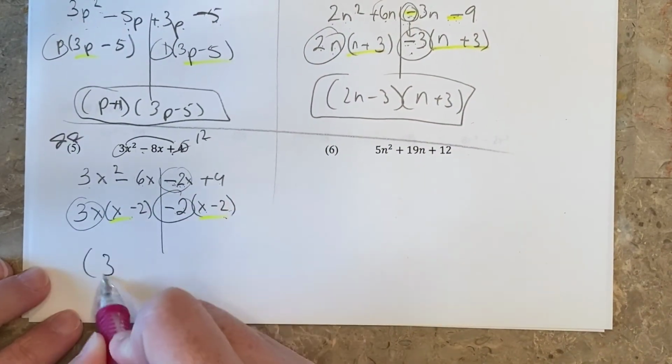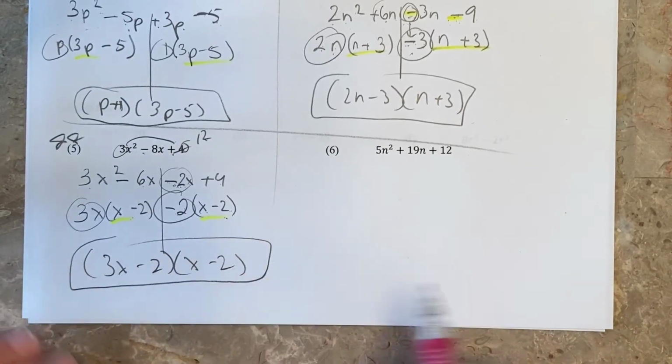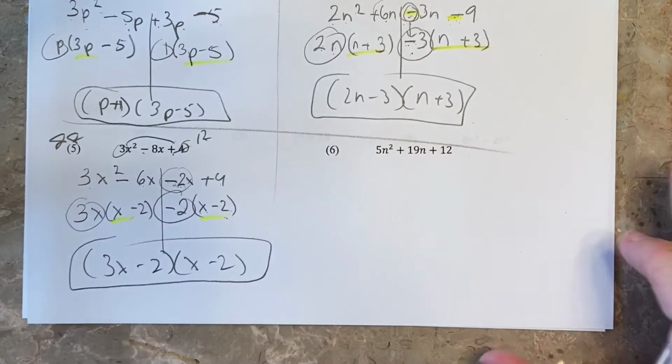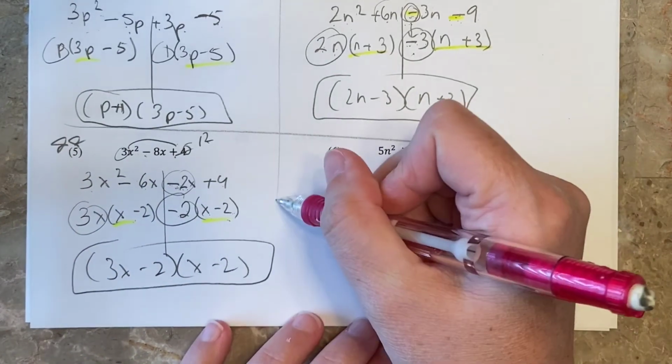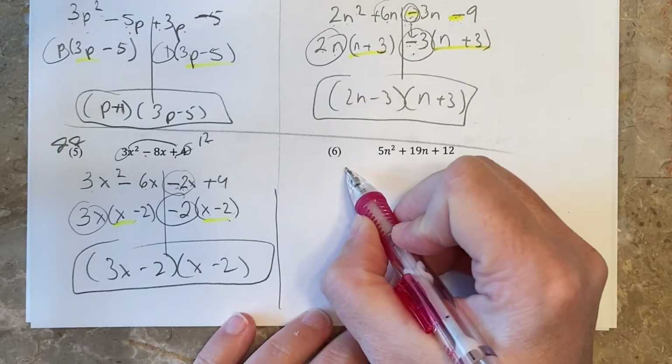Okay, so I'll put them together. 3x minus 2, x minus 2, and there you go. And again, all of these could have been factored using tricky trinomial, but we're doing them all the new way called factoring by grouping. When you get to high school, it's important that you remember how to do this.